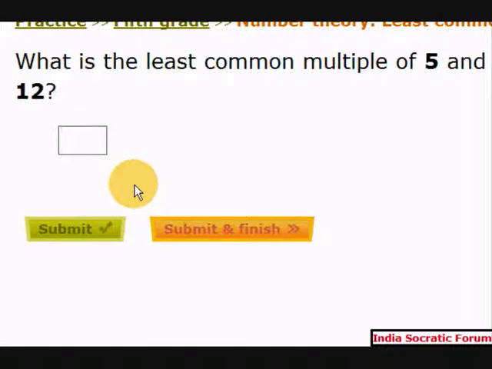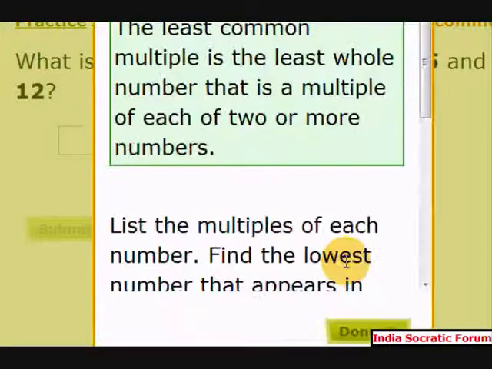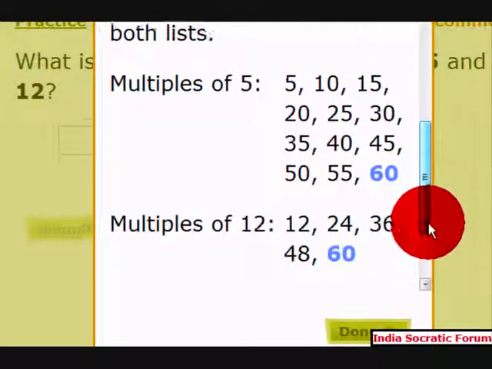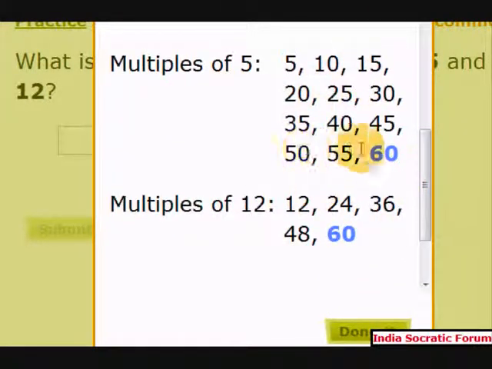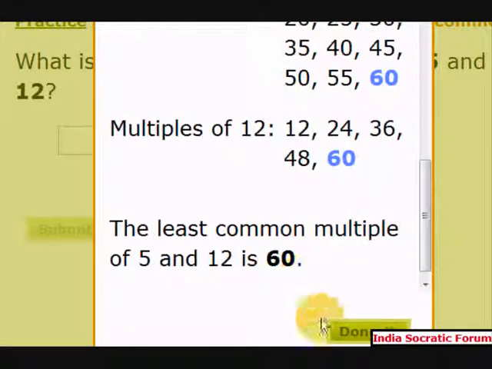Good job. What is the least common multiple of 5 and 12? Do it yourself. The answer is, good job, 60. The reason is, write the multiples of 5 and 12. Good job. The least one is 60.